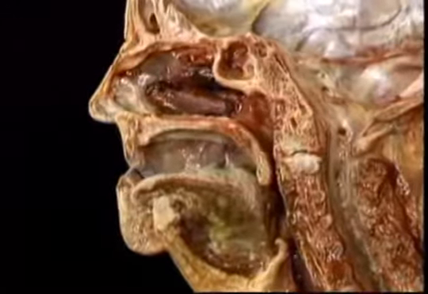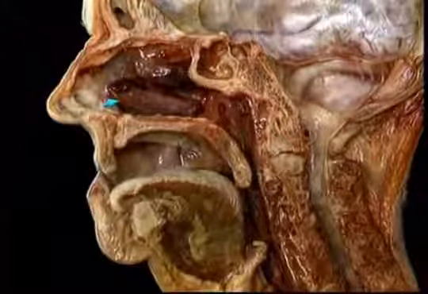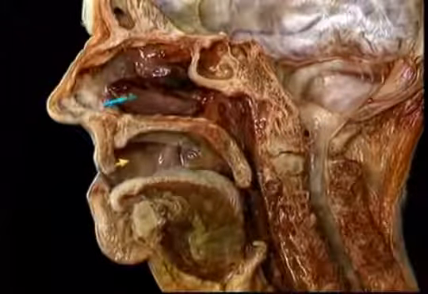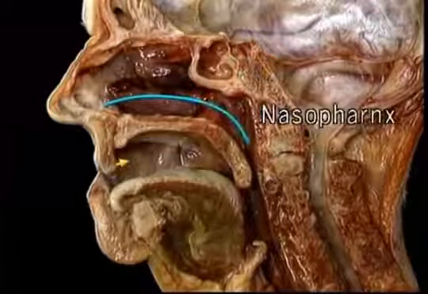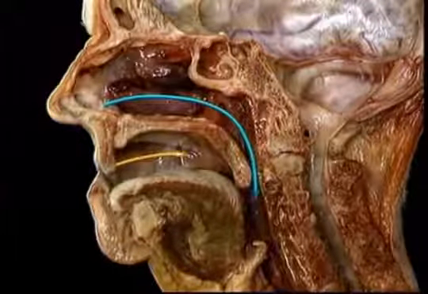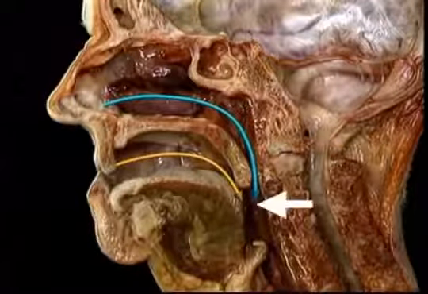The passage for air and the passage for food and liquid begin separately at the nose and the mouth. Air passes backward through the nasal cavity and the nasopharynx. Food and liquid pass backward through the oral cavity. The 2 passages unite here.